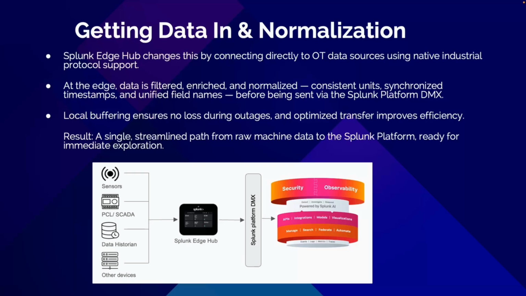On top of that, the Edge Hub has local buffering, which means if your network goes down, no data is lost. It waits and sends it once the connection is restored. The result is a single, clean and reliable stream of data arriving at the Splunk platform, ready for immediate exploration.